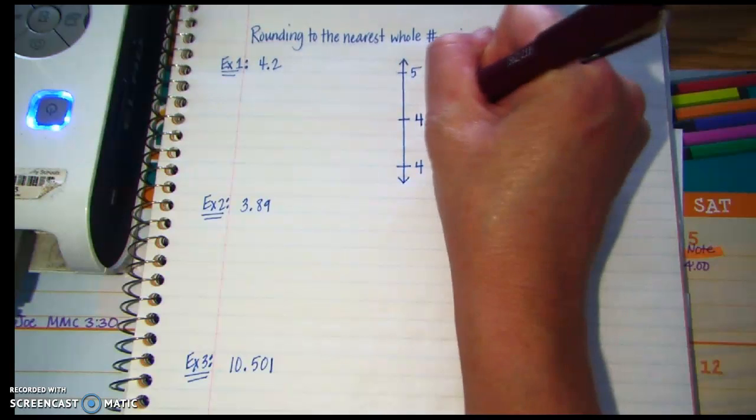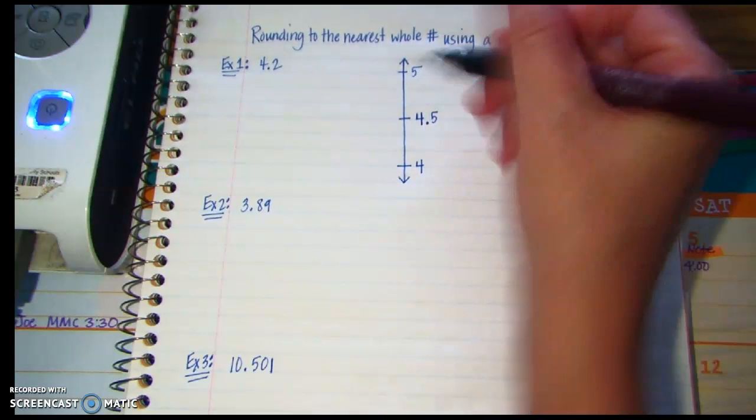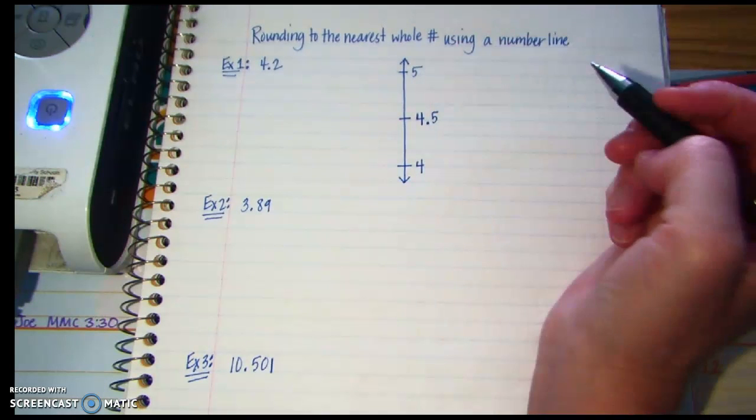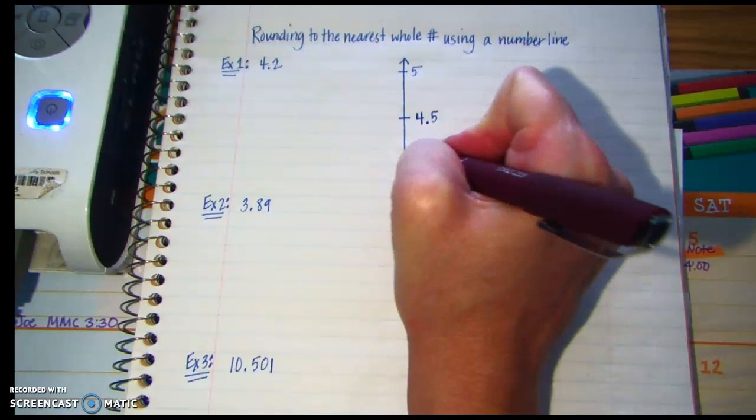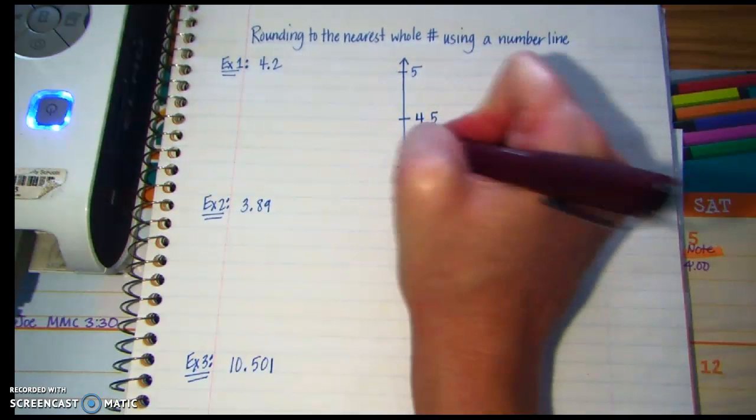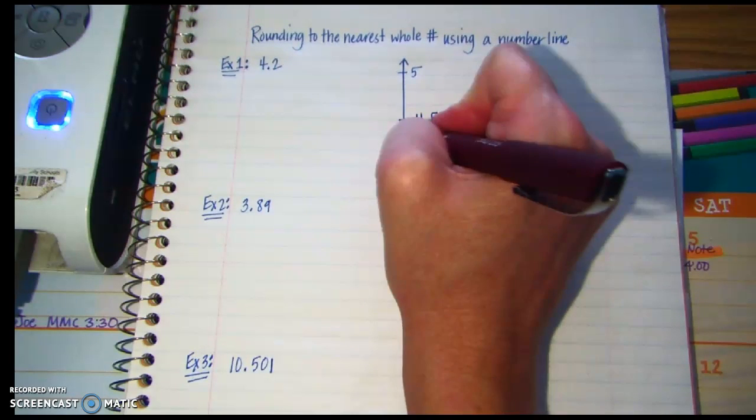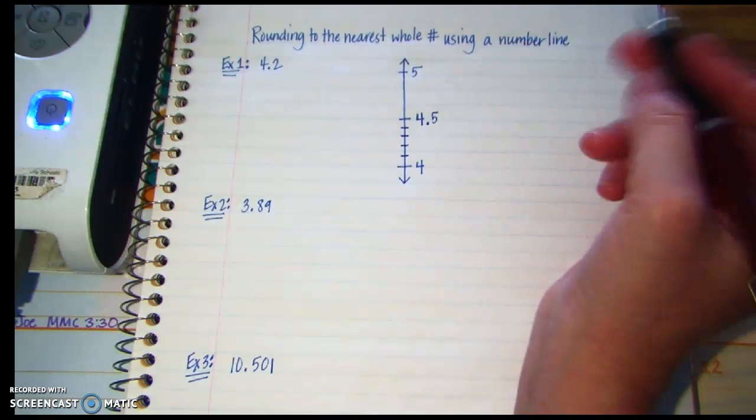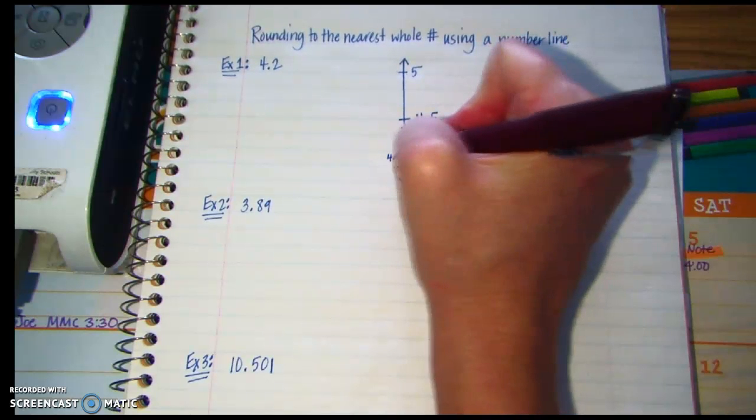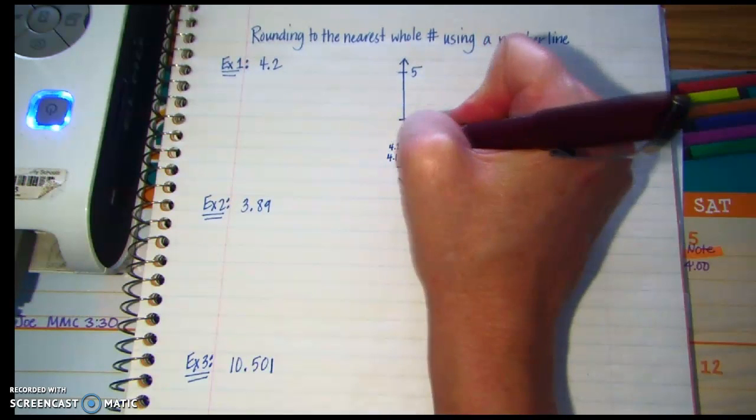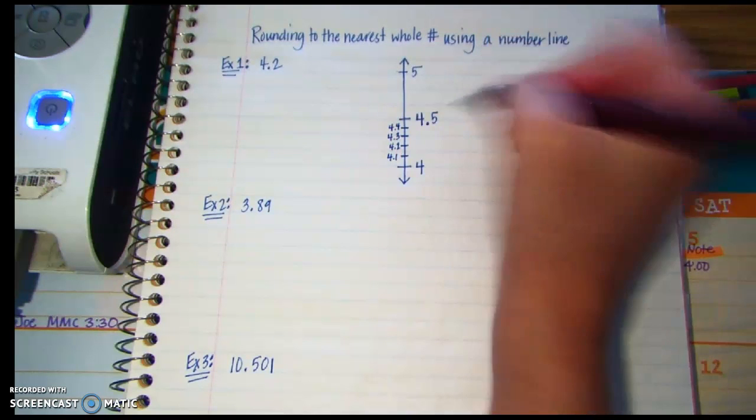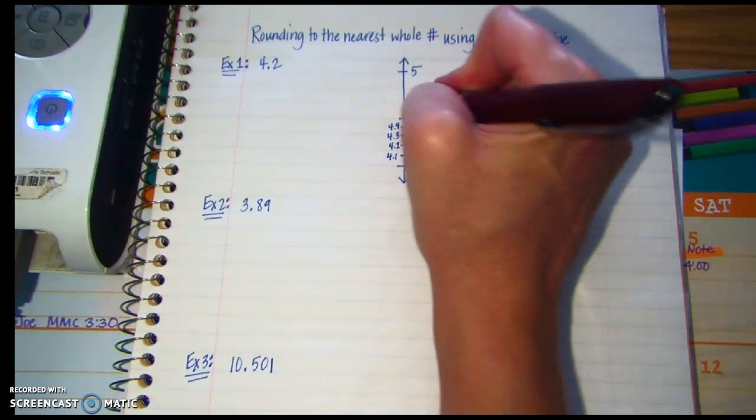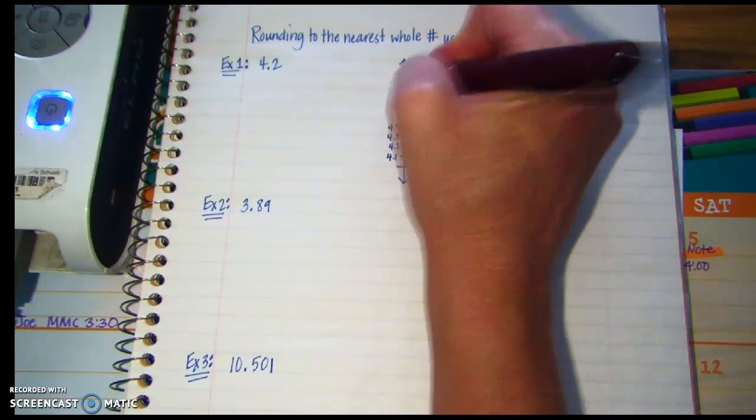So the midpoint halfway between 4 and 5 is going to be 4.5. And that'll help us. Then we can continue to partition the rest of the number line by tenths. So we have 4 1/10, 4 2/10, 4 3/10, 4 4/10. I'm going to go ahead and show those. And then our midpoint is 4 5/10, and then 4 6/10, 4 7/10, 4 8/10, 4 9/10.